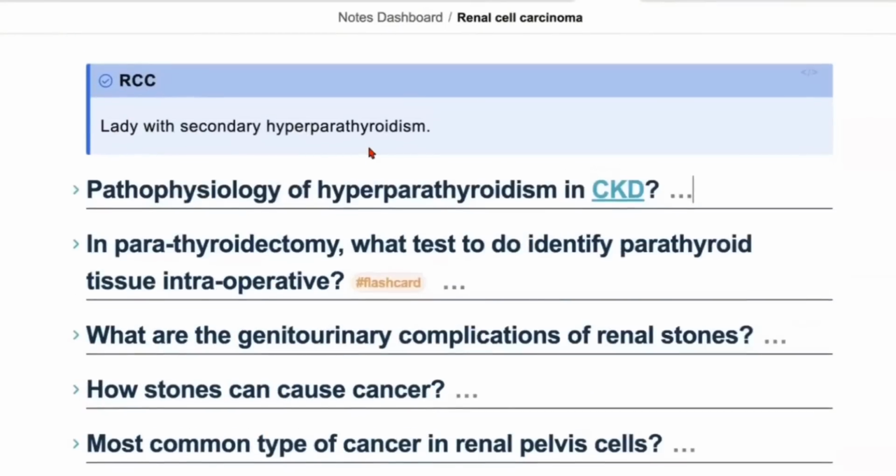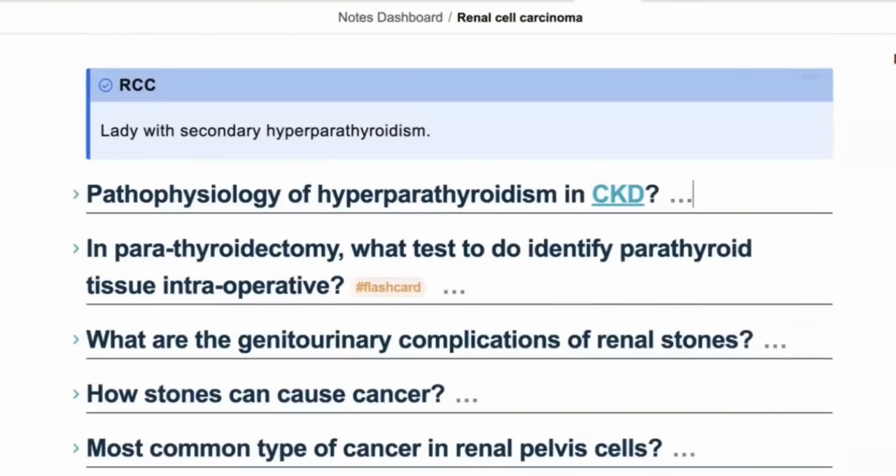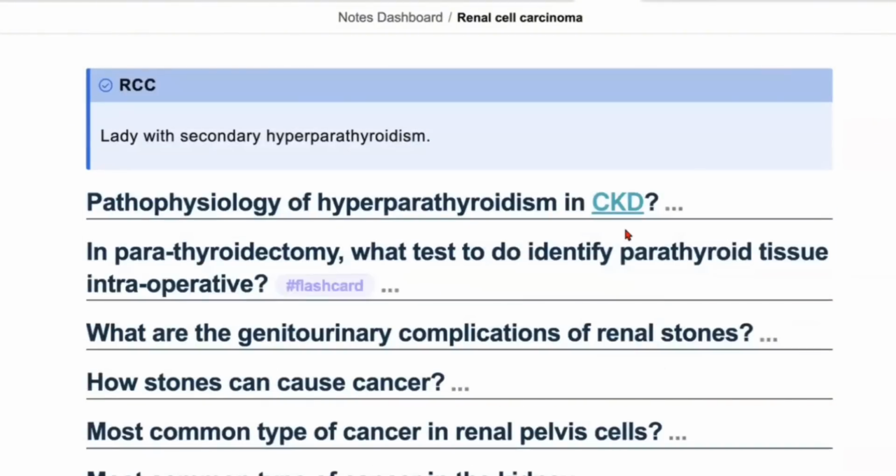All right. So you have a lady with secondary hyperparathyroidism. What's the pathophysiology of hyperparathyroidism in CKD? Okay, as a result of reduction in the alpha 1 hydroxylase enzyme, which helps in the activation of vitamin D. And when there is deficiency of vitamin D, there's reduced calcium absorption leading to hypocalcemia, and this sends a negative feedback to the parathyroid gland, causing secondary hyperparathyroidism.